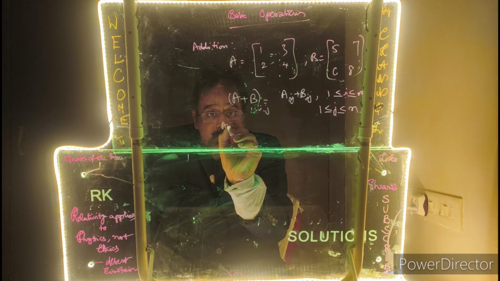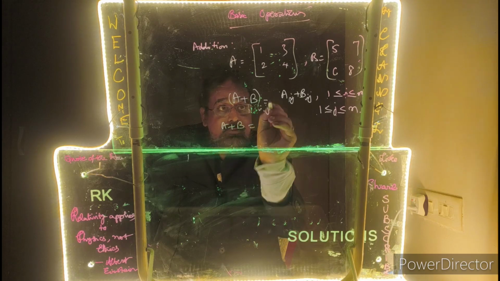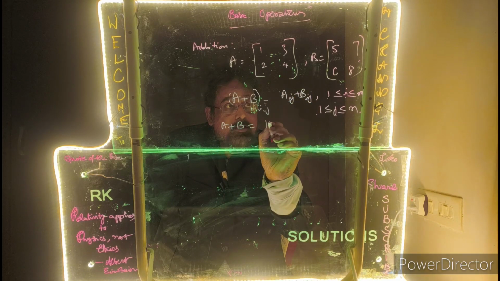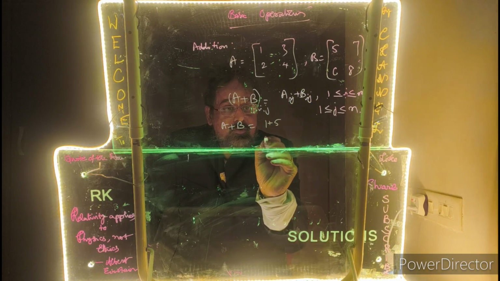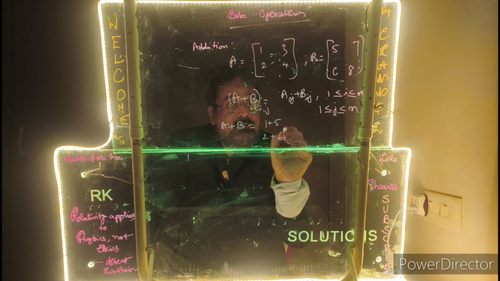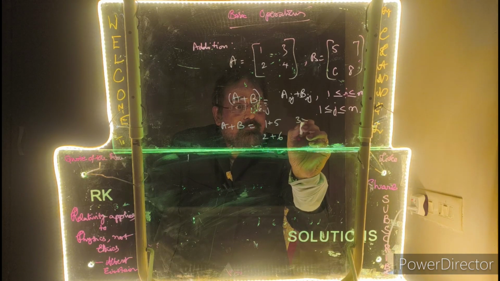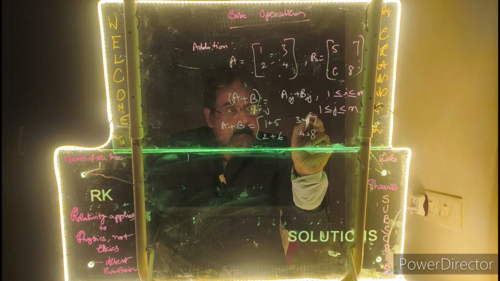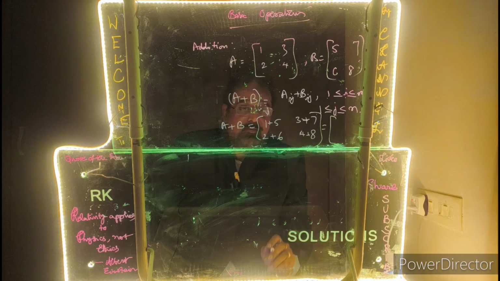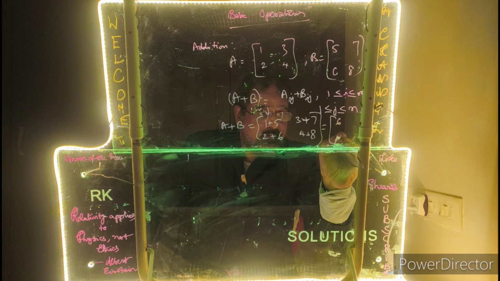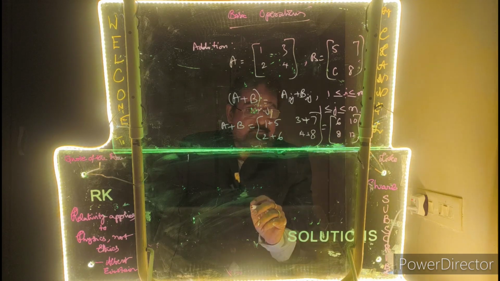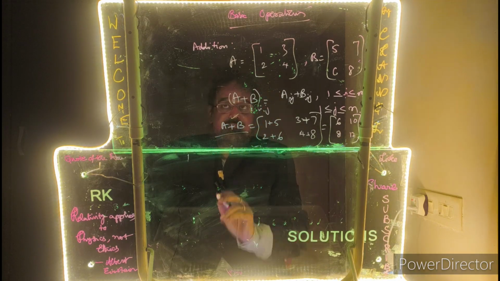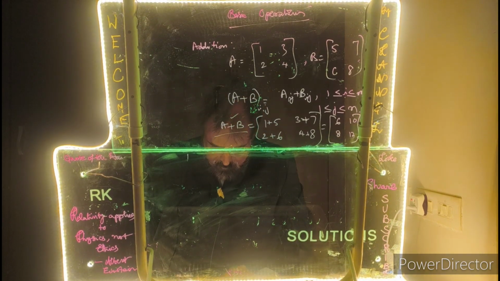If you take the above example, A plus B will be 1 plus 5, 2 plus 6, 3 plus 7, 4 plus 8, equal to nothing but 6, 8, 10, 12. This will give you the sum of matrices, or the addition of matrices.